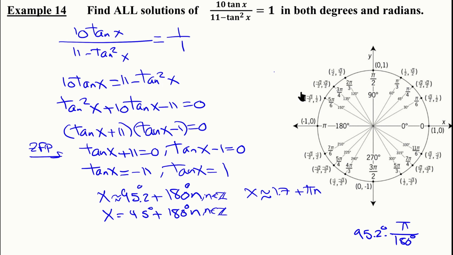All right, so for 45, that's much easier. We already know what it is. That's going to be exactly equal. We don't need to say approximately equal. That'll be pi over 4 plus pi n. That's it. That's how you handle these infinitely many solutions scenarios.